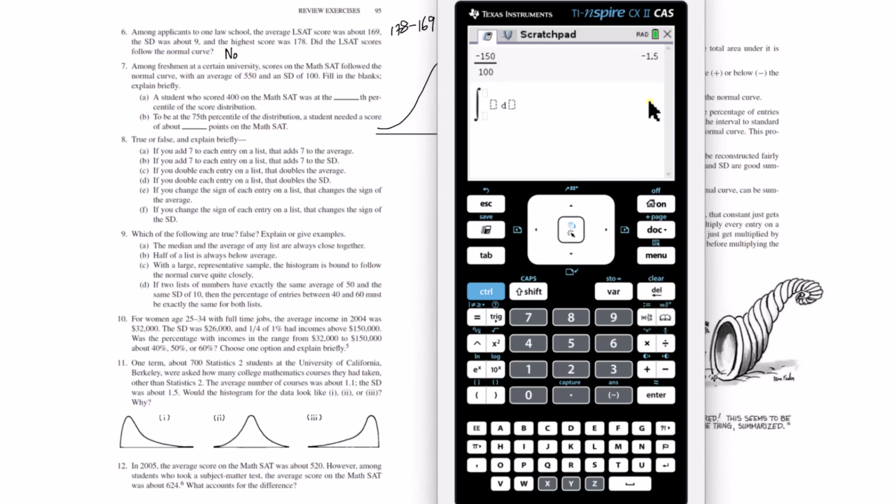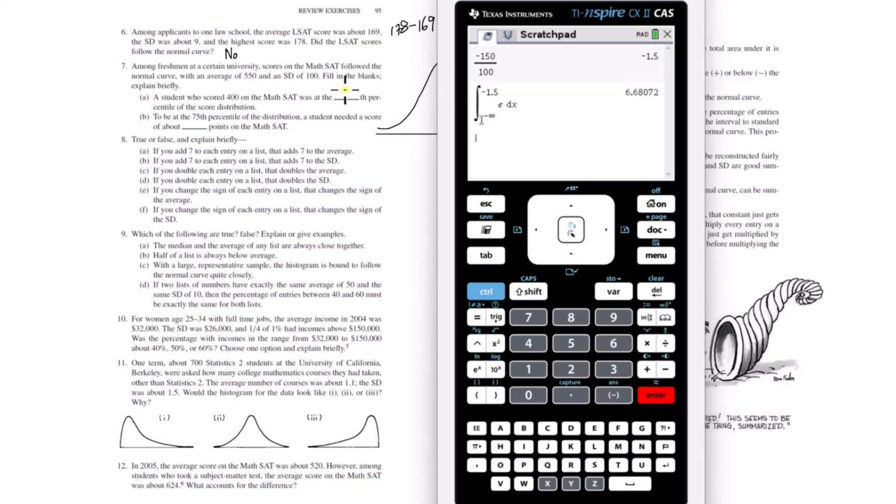Okay, we do this with a definite integral, and we do know the z-score. Minus 1.5 is the upper limit, and the lower limit is negative infinity. That gives 6.7%. So I guess we could say 7th percentile.